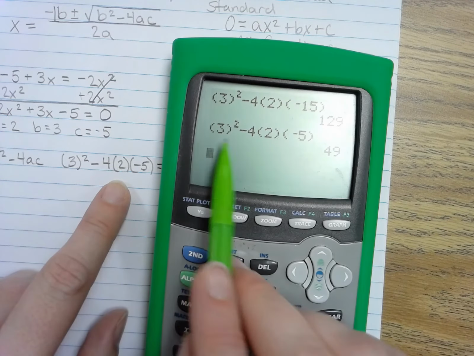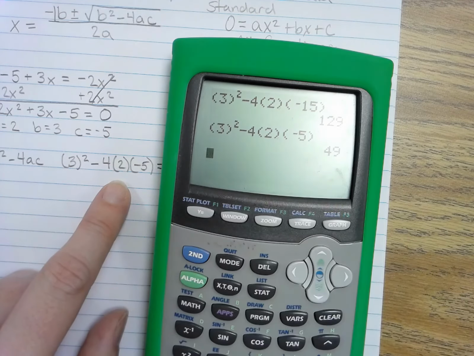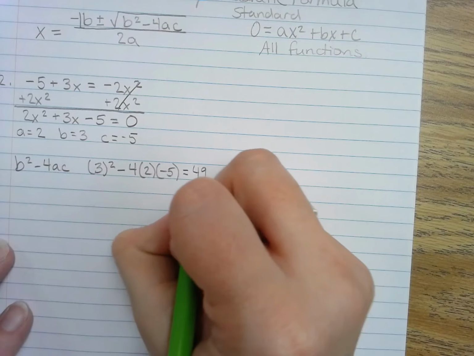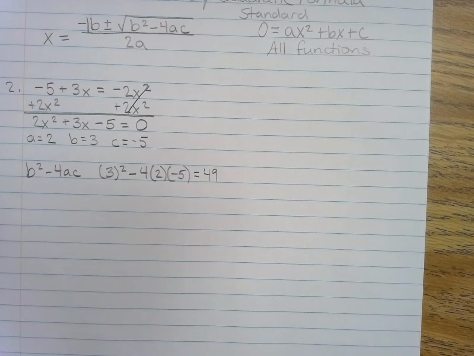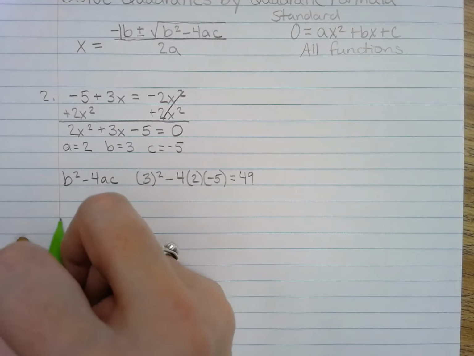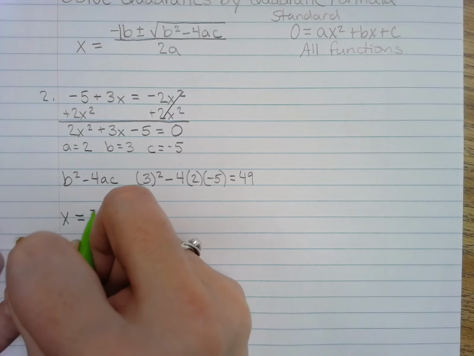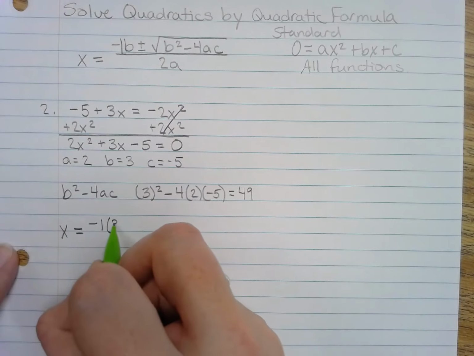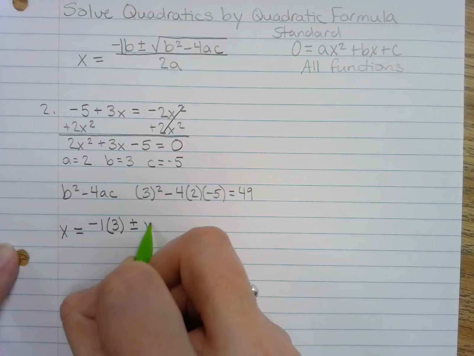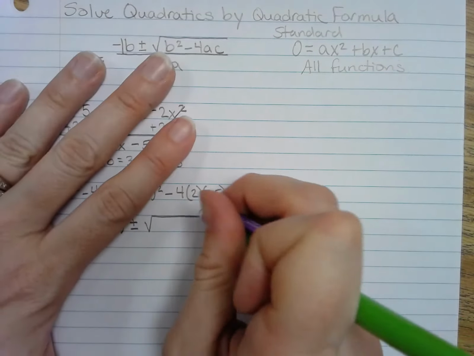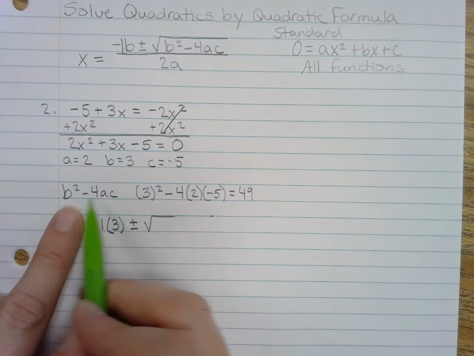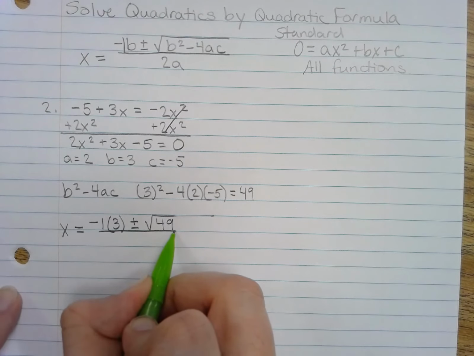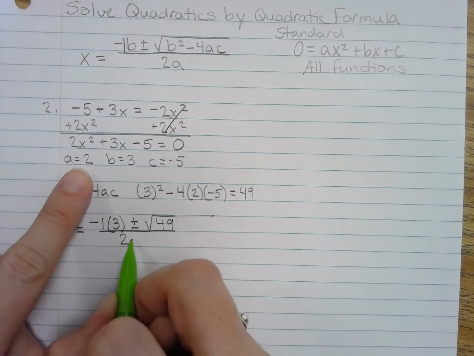There we go. B squared minus 4ac, that is now equal to 49. So because that is positive, I'm going to get 2 real solutions. So let's find those now. We have x equals negative b. We're using our quadratic formula now. So plugging in that 3 plus or minus the square root of b squared minus 4ac, we just calculated that discriminant to find 49. And then all of that is over 2a, so 2 times our a is 2.